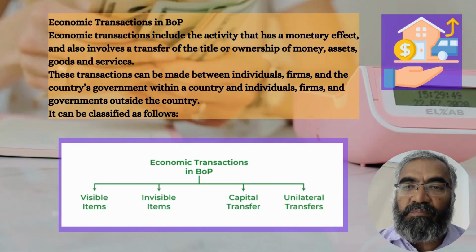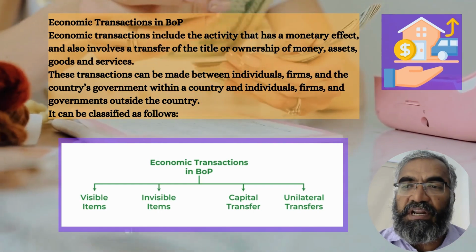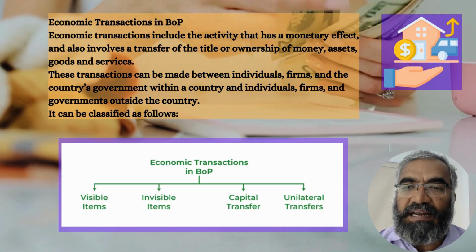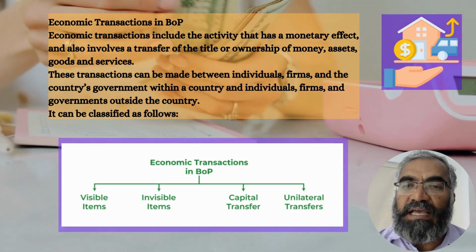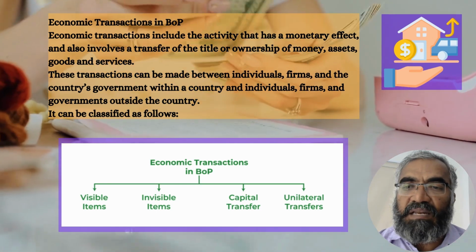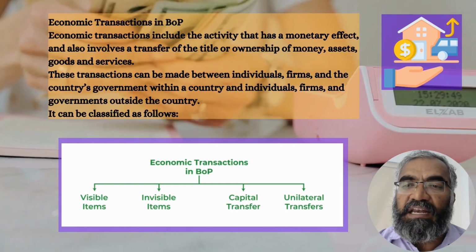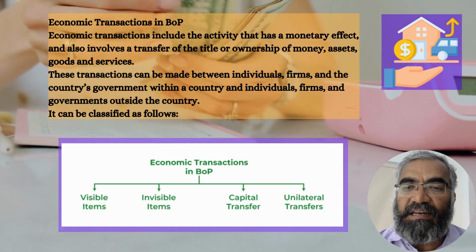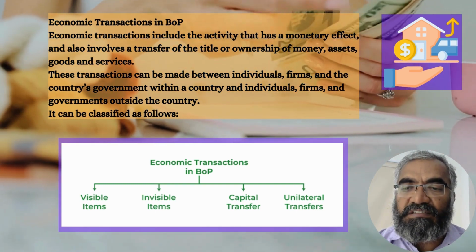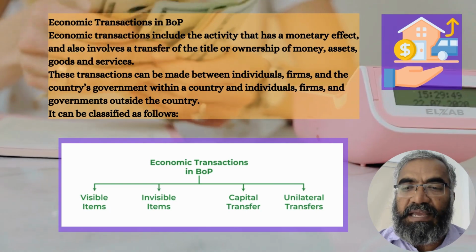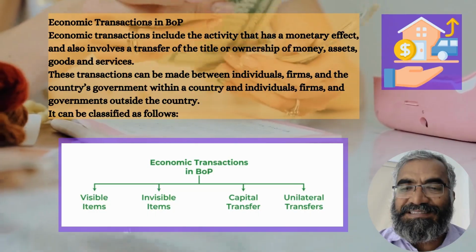Economic transactions in BOP. Economic transactions include the activity that has a monetary effect and also involves a transfer of the title or ownership of money, assets, goods and services. These transactions can be made between individuals, firms and the country's government within a country and individuals, firms and governments outside the country. It can be classified as follows. Economic transactions in BOP are visible items, invisible items, capital transfers and unilateral transfers.